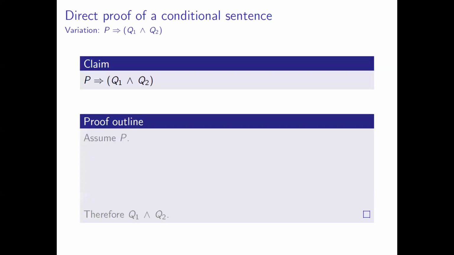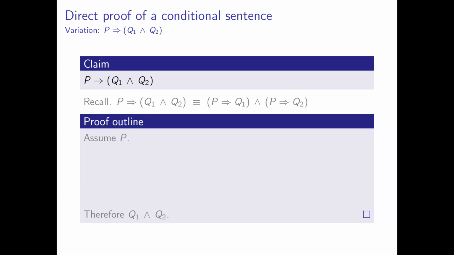Consider a claim which is a conditional sentence whose consequent is a conjunction of two or more sentences. A direct proof of this claim still follows the general outline, which begins with the assumption P and ends with a statement Q1 and Q2. However, the proof has the following more detailed structure.